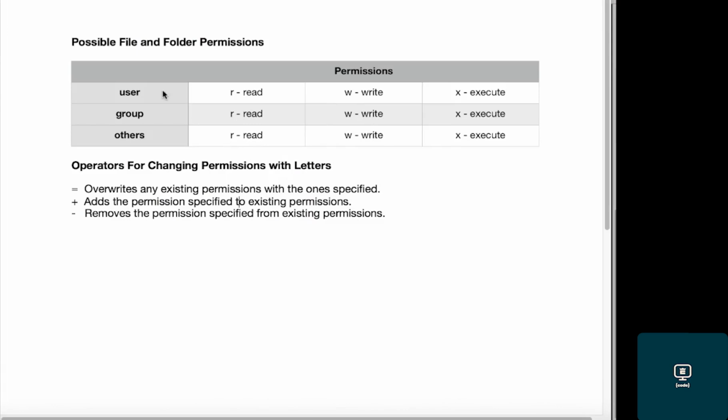As we've already discussed, this is just in table format. A user can have read, write, execute. Group could have read, write, execute, and others can have read, write, execute. You change those permissions with the chmod command, chmod. And we'll take a look at that now.